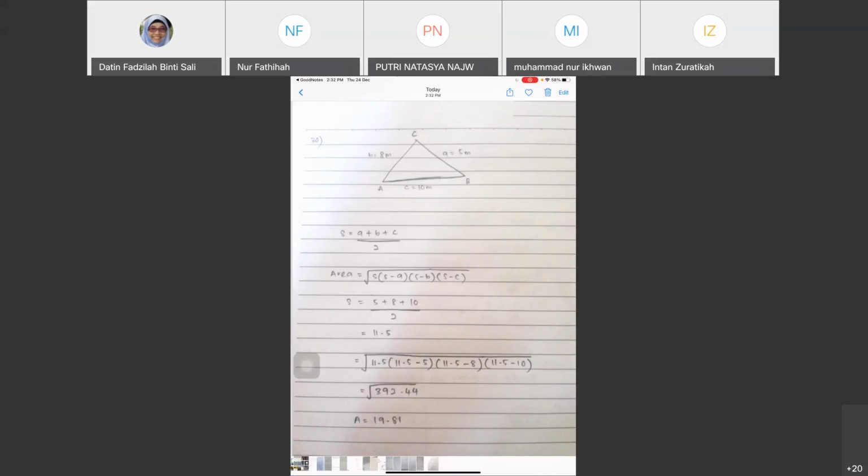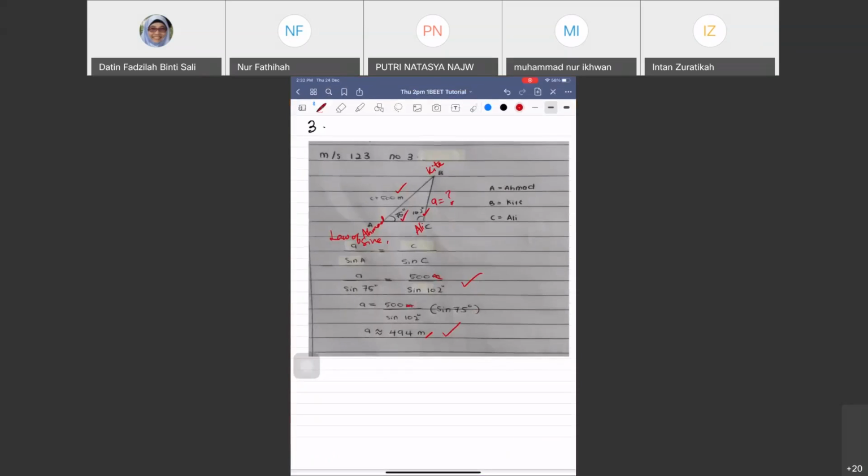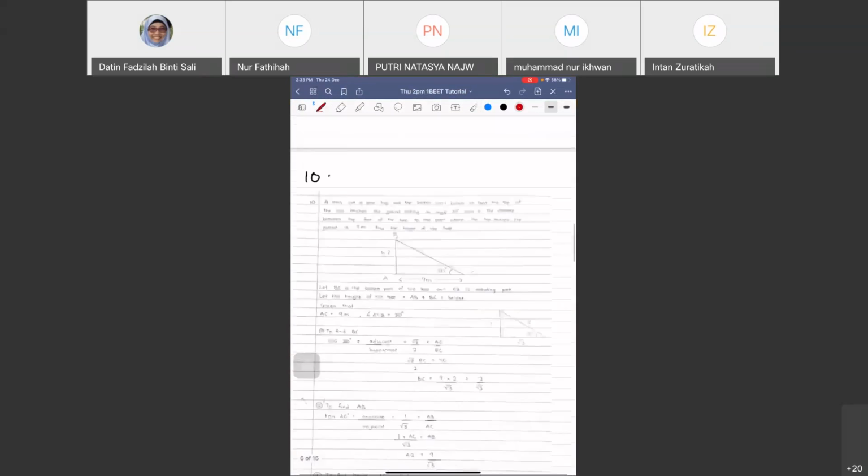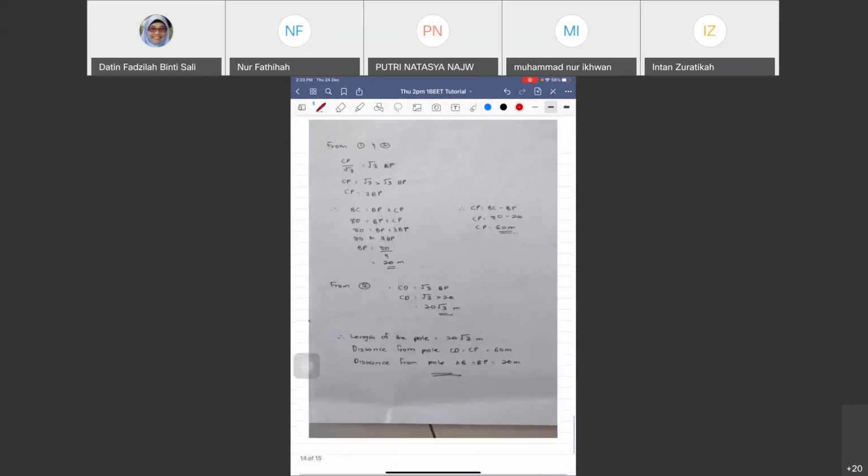If it is PDF, I cannot do like this. I have to upload if it's a PDF. So this is now question 4. I have to put it at the last page.